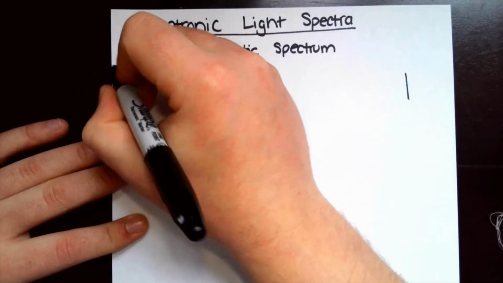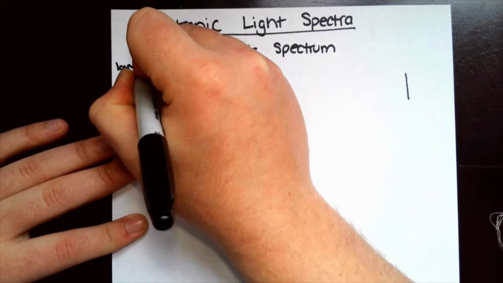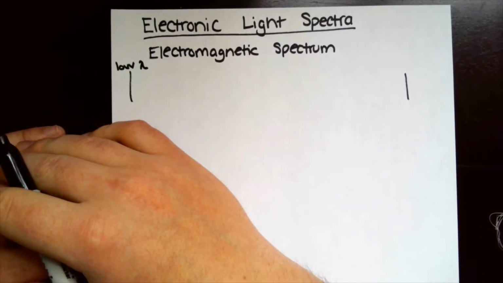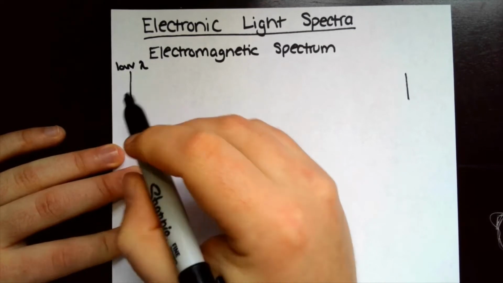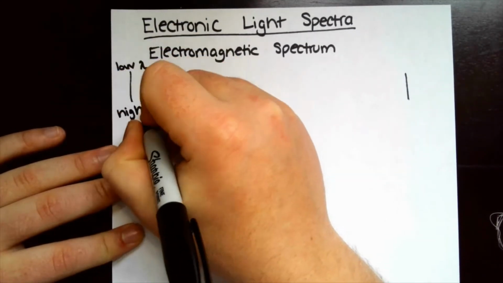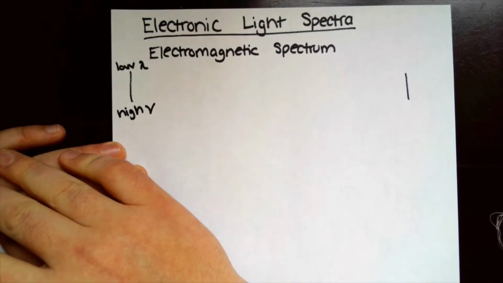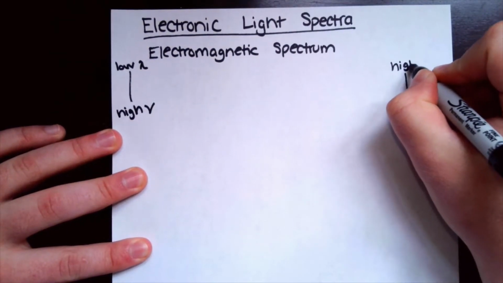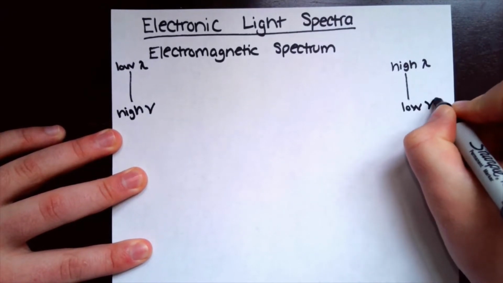So this end is going to be low wavelength. And of course, if you remember in the last video, I said that wavelength and frequency were inversely related. So if the lowest wavelength light is over here, this also has to be the highest energy, and also the highest frequency, because remember, energy and frequency are directly related. So over here will be the highest wavelength and the lowest frequency and energy.